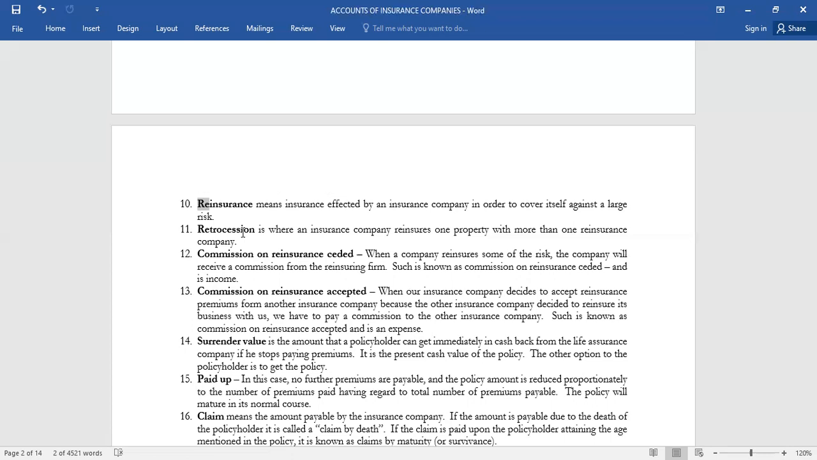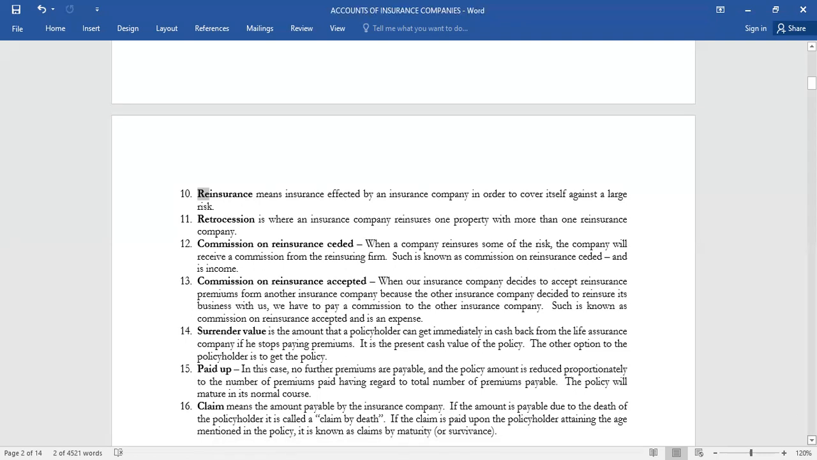Now, if it is us who are insuring, if we forego some commission to the company that is insuring their risk with us, we are going to have what we call the commission on reinsurance accepted. The opposite of commission on reinsurance ceded is commission on reinsurance accepted. So when our insurance company now decide to accept reinsurance premiums from another insurance company, we are going now to pay a commission. So this will be an expense. Expense will be debited in our revenue account. We are coming to that.